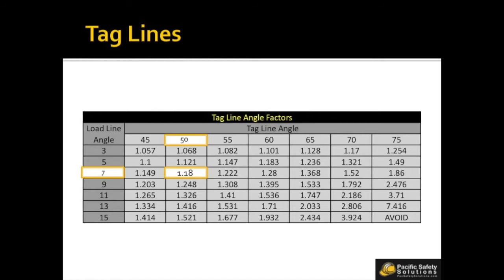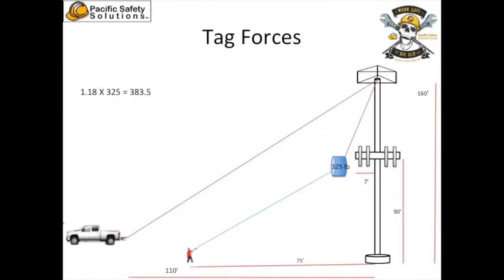So what we do with that is we multiply that times our load. In this case, we have a 325-pound antenna times 1.18, and we should come up with 383.5. What that did is we're basically adding weight to the antenna because the tagger is tagging it and pulling it down. So we come up with 383.5 pounds.